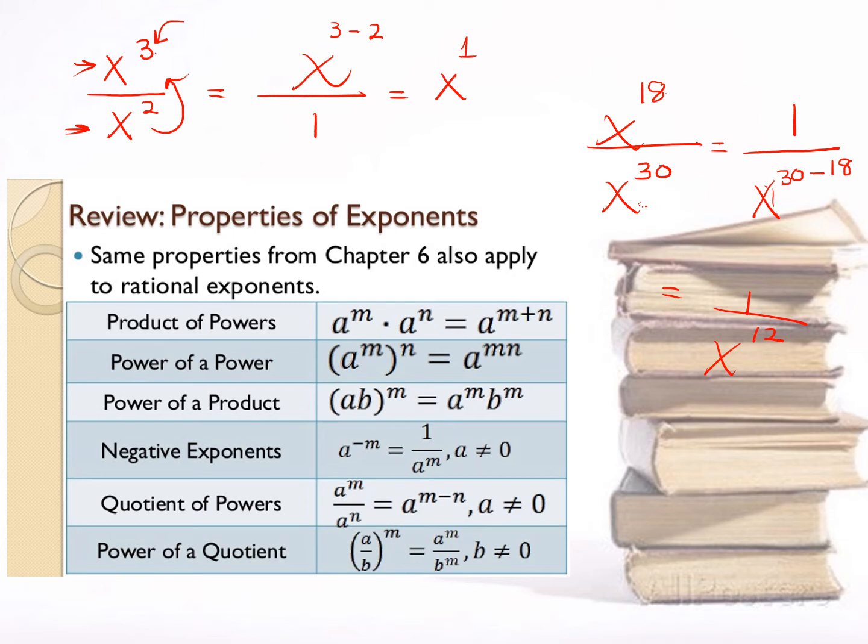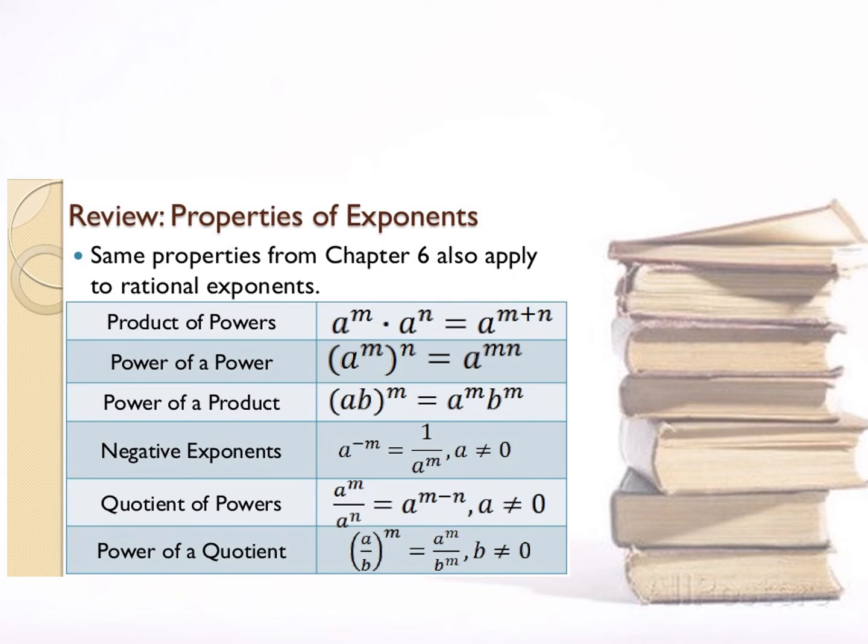Now understand one more property. It says that if you have any base having a power, and to the power again, it means power to the power. Let's suppose m and here n. So what you do, you multiply the powers with each other. So m times n.